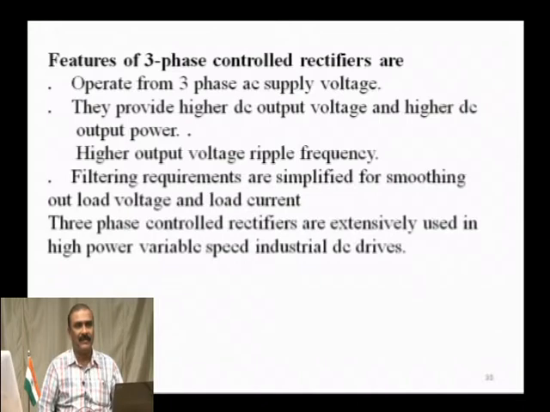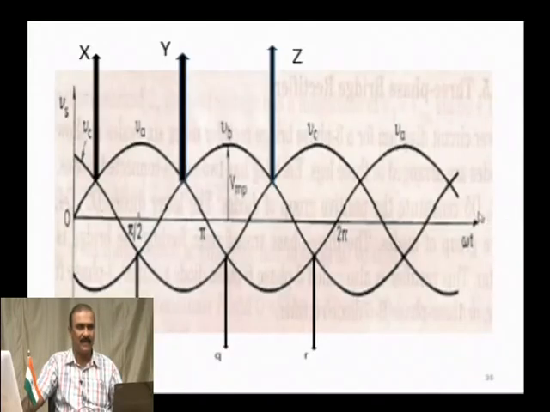They operate from a 3-phase AC supply voltage, and it is obvious. They provide high DC output voltage and high DC output power, because it is meant for high power application. So high output voltage, higher output ripple frequency. Filtering requirements are simplified by smoothing load voltage and load current. So of course these are common requirements of a DC drive system. Okay. Now we can see, once again I am repeating here.